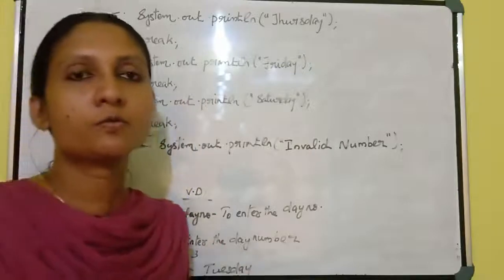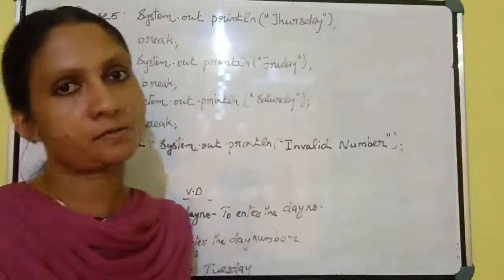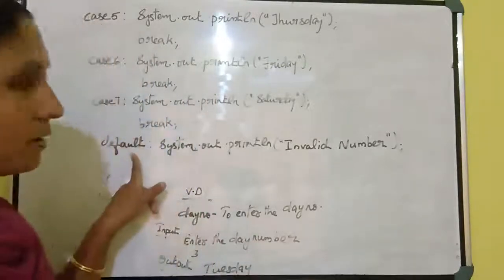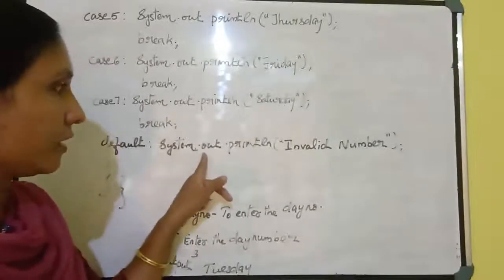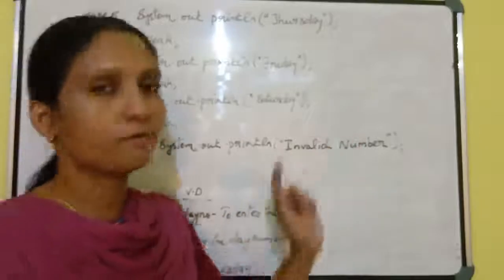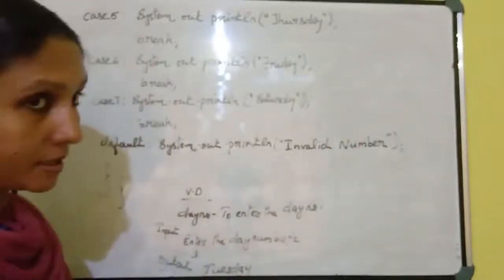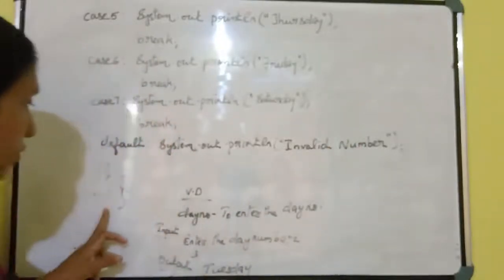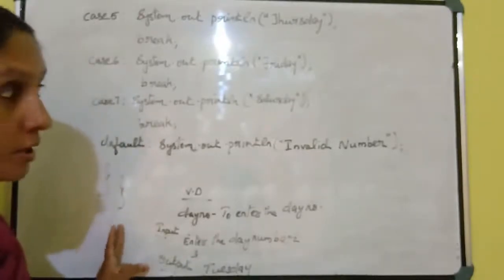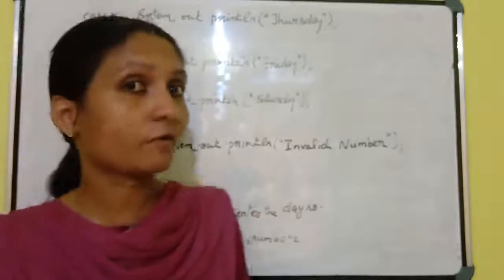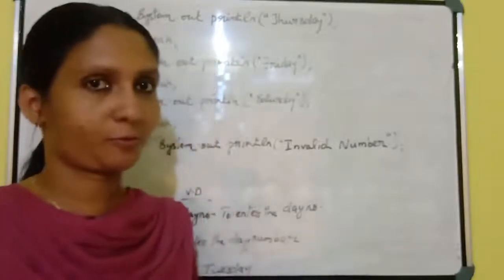That means if the user gives another number, we have to give an error message. For that purpose, we use the default statement. Write it in small letters, then give the message System.out.println invalid number. No need to write the break statement after that. After that, we need to close the function bracket and the class bracket. I think all understood. It's very simple, and very helpful when you are working with menu-driven programs.